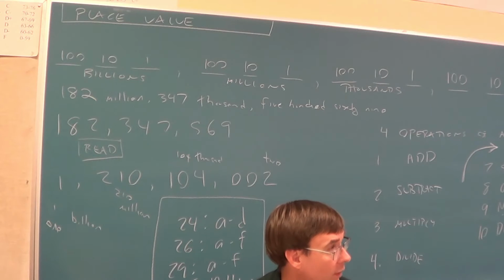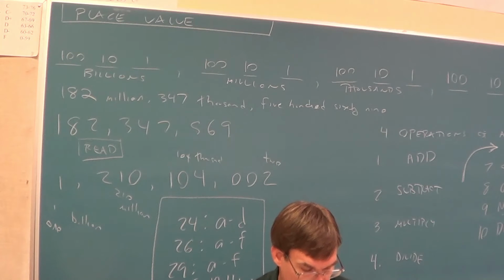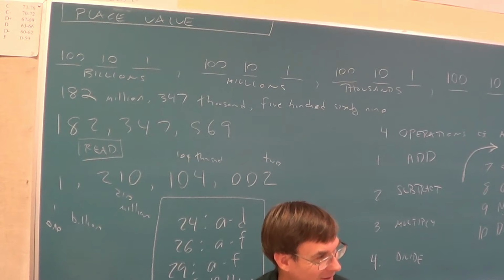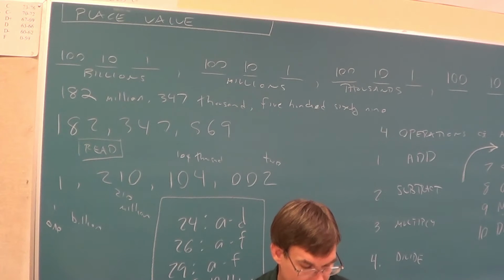Why don't you roll for a little bit with number 2? 4 is true. B is 4. C is 5. D is 5. E is 5. F is 8.